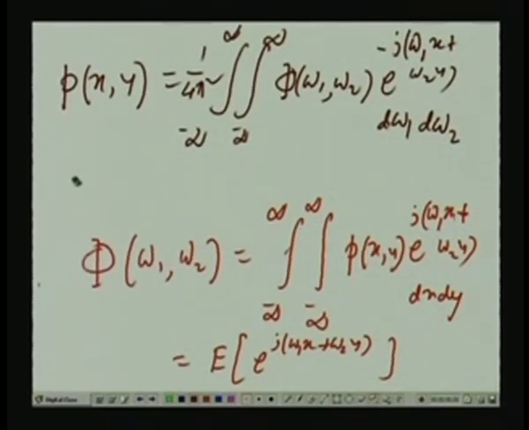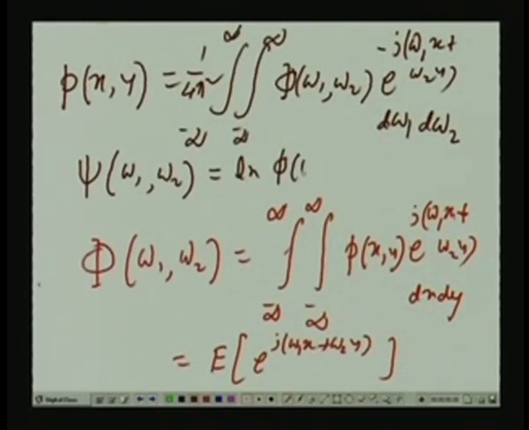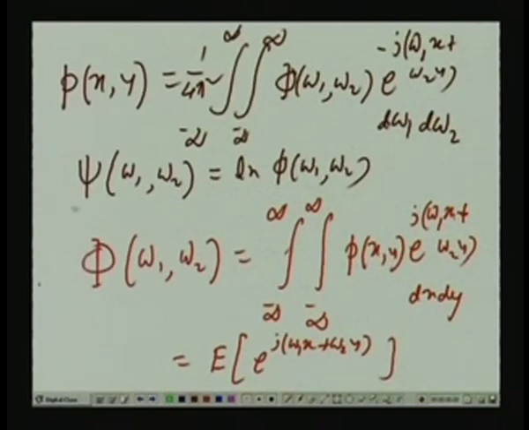simpler functions. So if I use the logarithm on this, then that is called the second joint characteristic function psi of omega 1 omega 2, which is nothing but ln phi of omega 1 omega 2. Remember, phi of omega 1 omega 2 as such is a complex function, not a real function, because it is an inverse Fourier transform. Even though p(x, y) is real, the integral will not be real in general. So it is a logarithm of a complex number. You have to write it in the polar form and then take the logarithm, and you get this psi of omega 1 comma omega 2, which is called the second joint characteristic function.